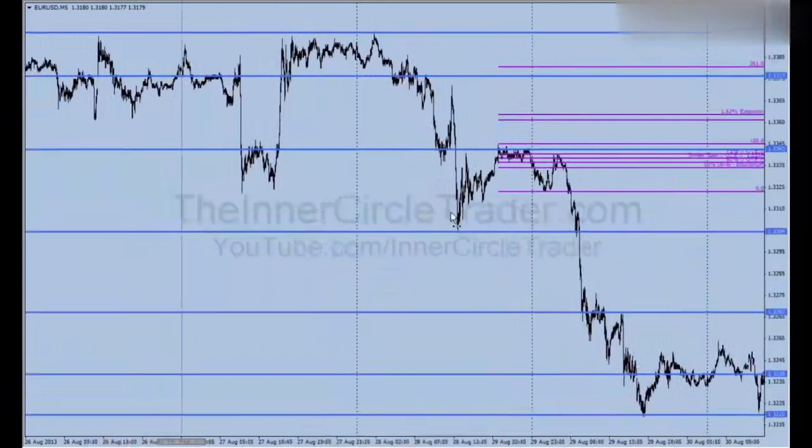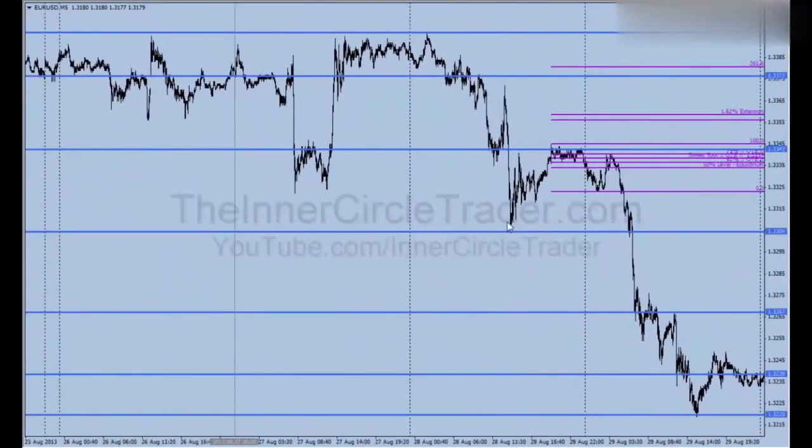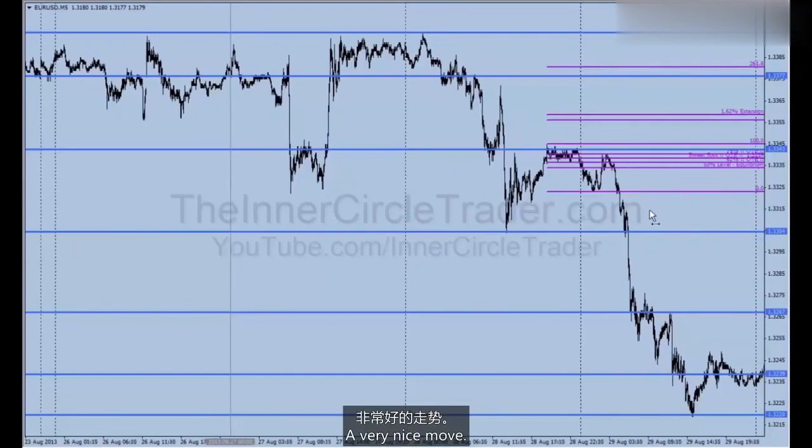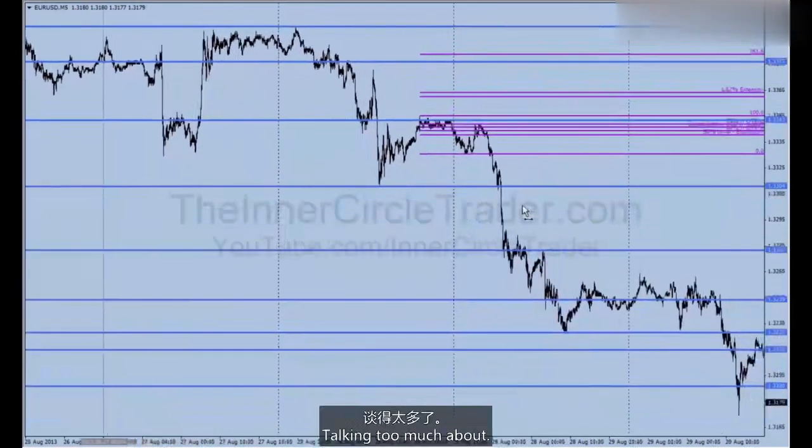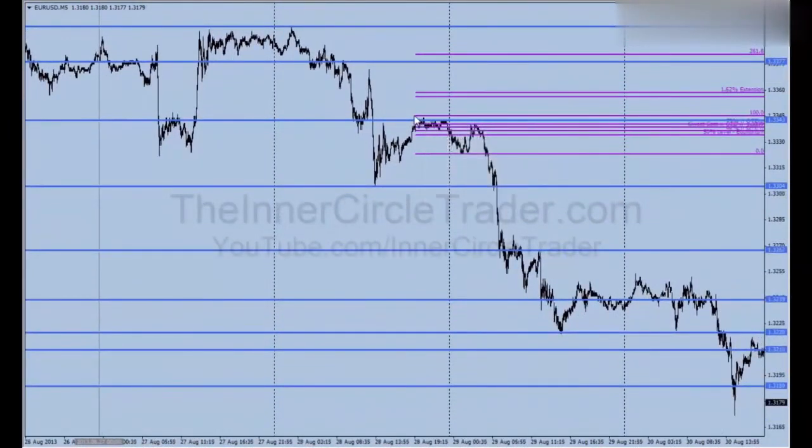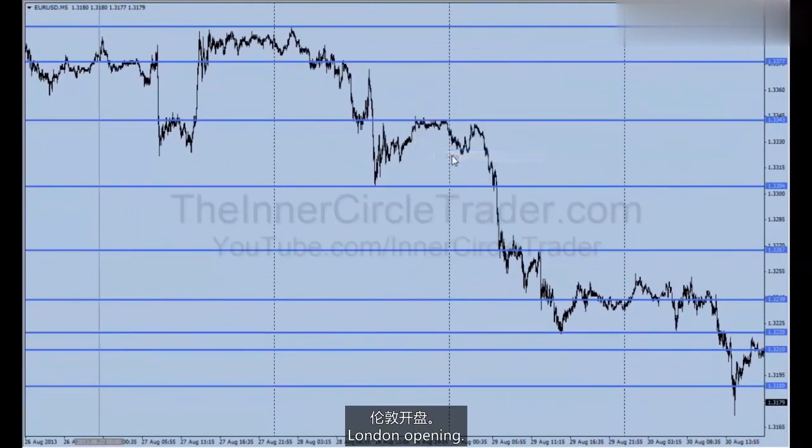I guess if I moved out this way a little bit, you'll see a little bit better. Yeah, 62, 70.5, and 79% is the actual highs of the candle. And that happens to be around the Asian session. So you could call it a very nice move in the Asian session, which we're not going to be talking too much about in this video series. Really relying more on the London Open and New York Open sessions.